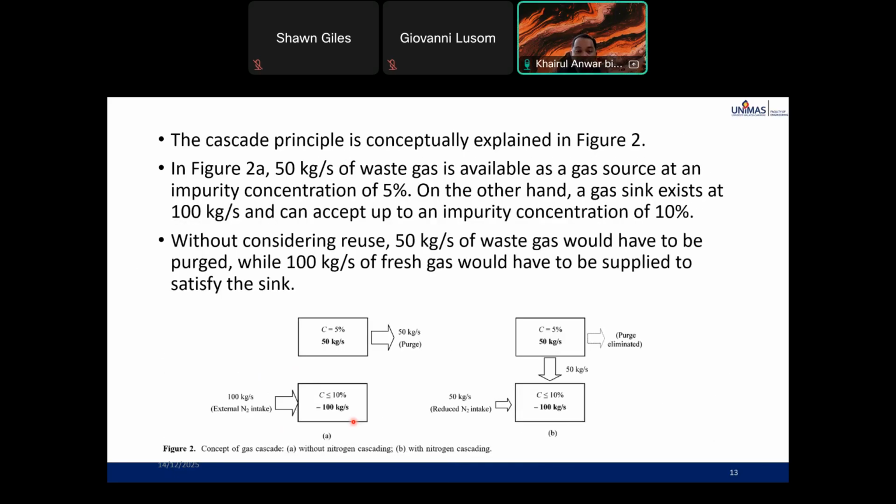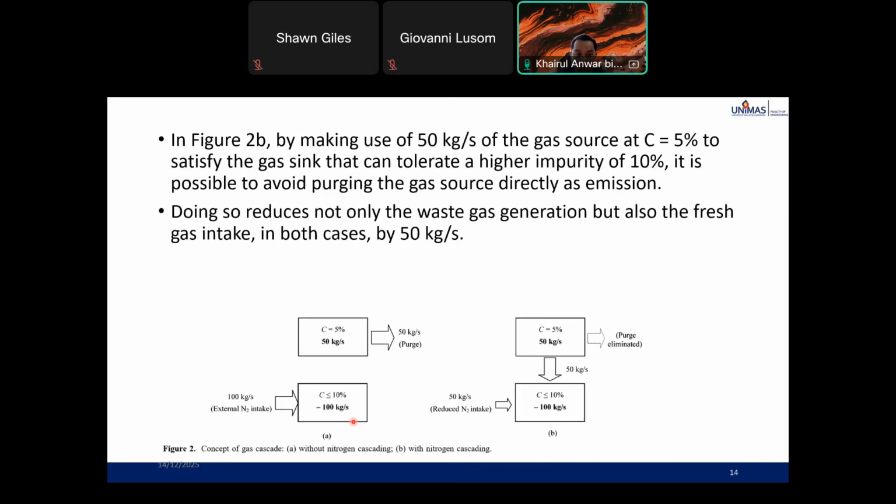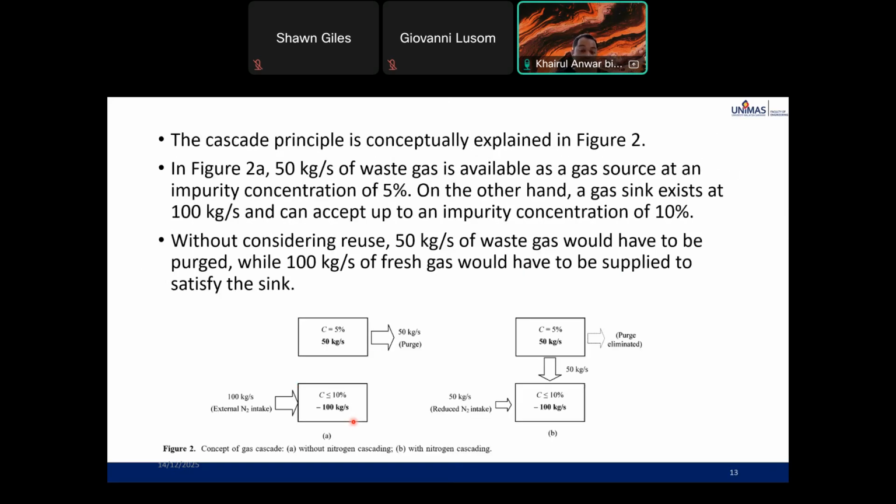So the cascade principle for this study is the same as water. This is based on figure 2, page 3 in the paper. So in cascade principle, it's conceptually explained in figure 2.